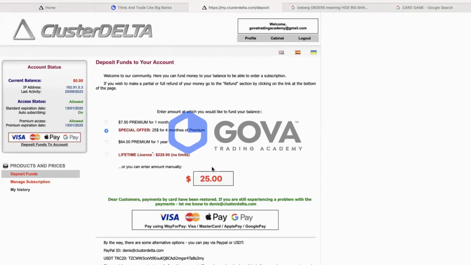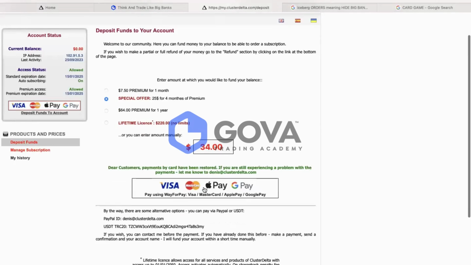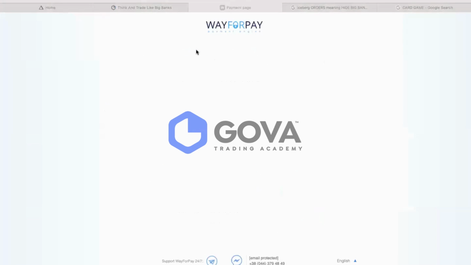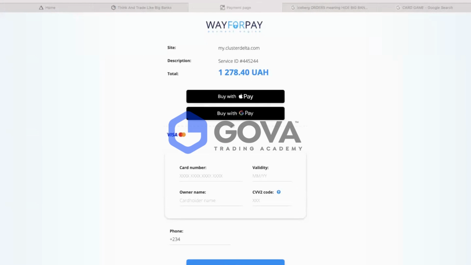Okay. Now, let me click on this area here. If I click on the area, it is going to take me to a new page. Now, on this page, the equivalent of $34 is 1,278 Ukrainian currency, okay? This is Ukraine currency.